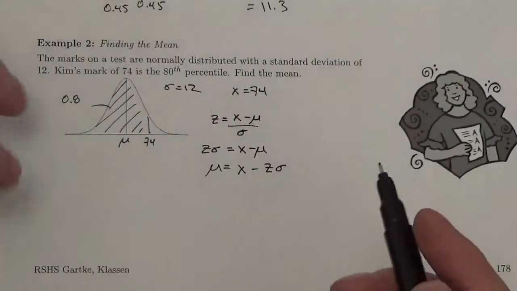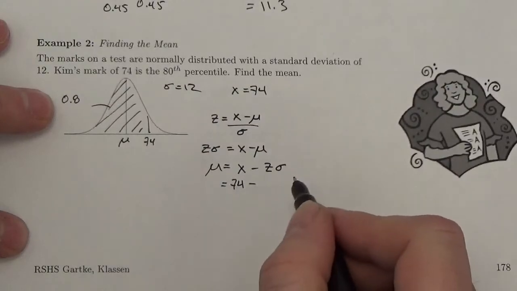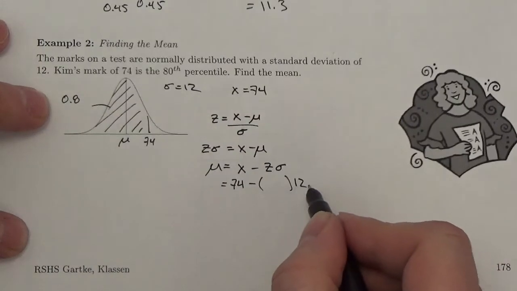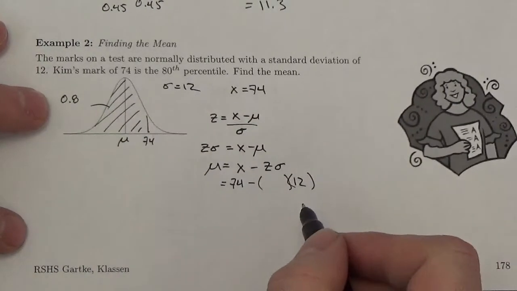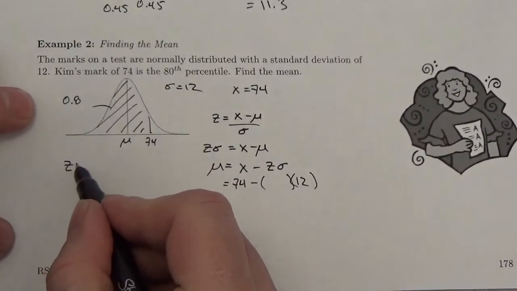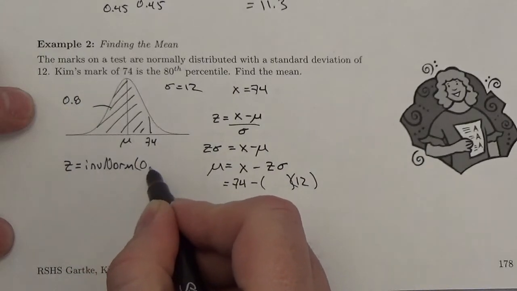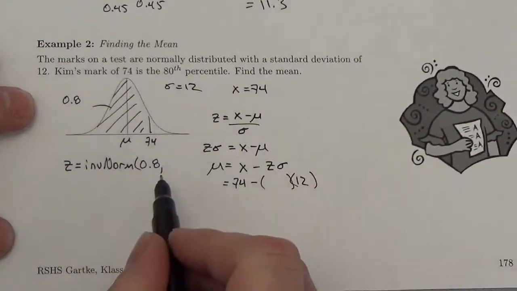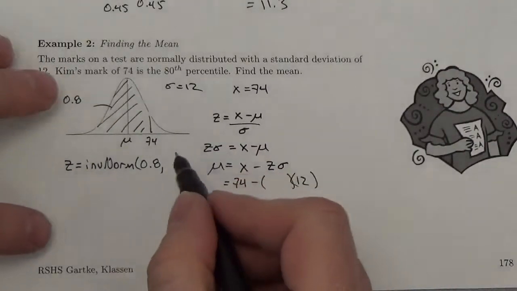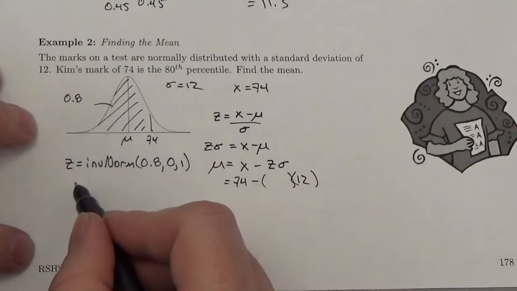Now what I don't know at this point is the mean. I know that Kim got 74, I don't know the z-score, but I do know that the standard deviation is 12. But I do have the ability to find the z-score because I know the area. So I can get the z-score using the inverse norm of 0.8. And if I want the z-score, all I have to do is give the calculator the information related to the z-score, and I do that by saying that the mean is 0 and the standard deviation is 1.